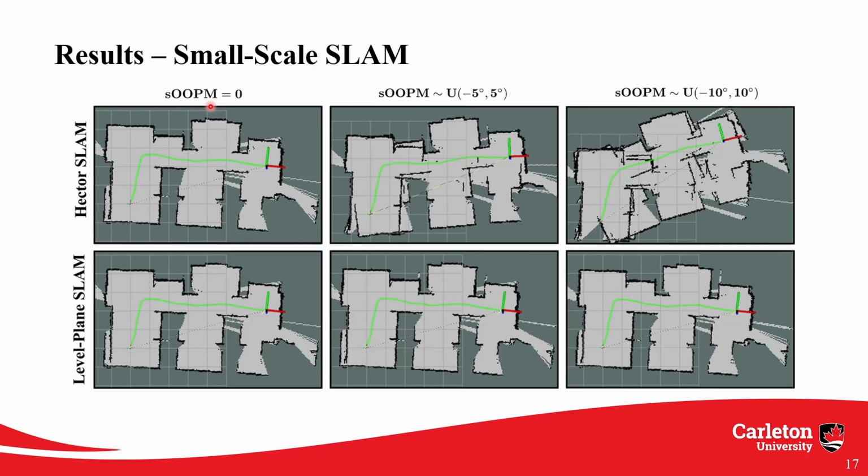Now, when we start to add some synthetic out-of-plane motion, we start to see issues with HectorSLAM not being able to create correct matches, whereas ours is still converging to the true map, which is shown here. When we add our final level of synthetic out-of-plane motion, HectorSLAM is no longer able to produce a usable map for path planning or navigation, whereas ours, once again, shows no signs of degradation due to out-of-plane motion.